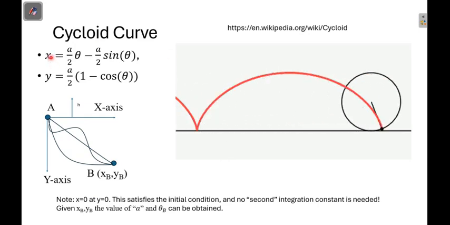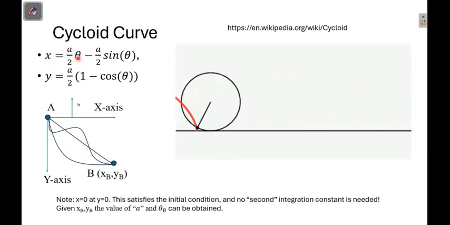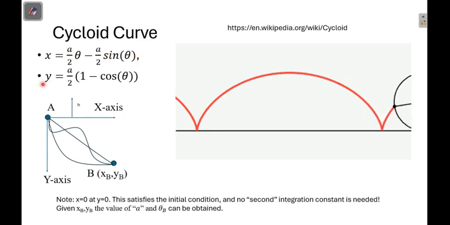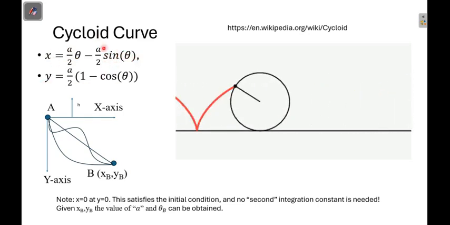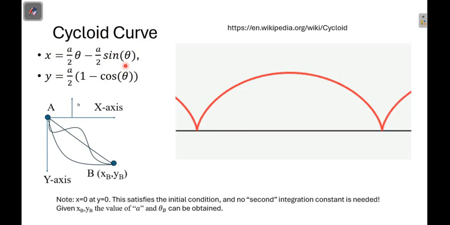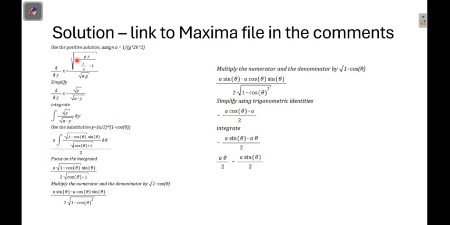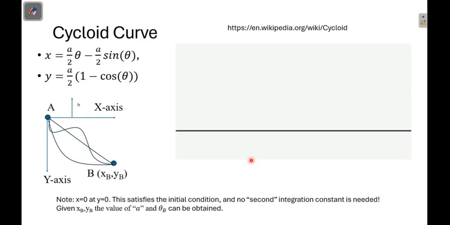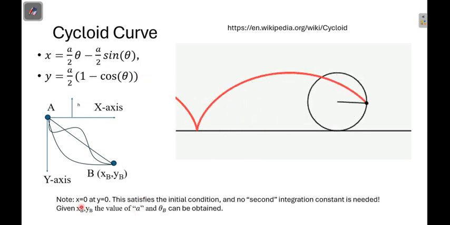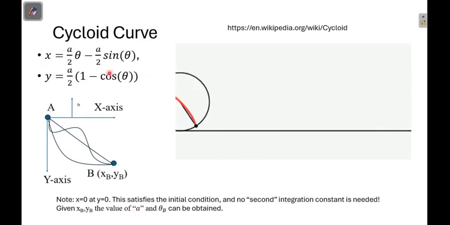So x is equal to a over 2 theta minus a over 2 sine theta, and this is why. This is the equation of a cycloid curve. I will explain shortly what the cycloid curve is. However, please note that I did not introduce here in this integrand a constant of integration, because we need to satisfy that at x equal to 0, y should be equal to 0.